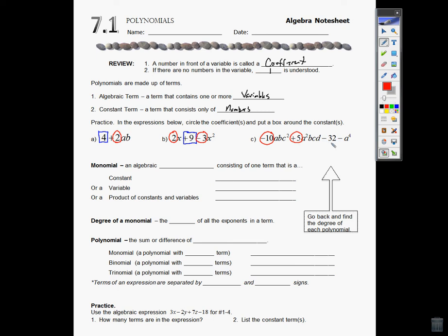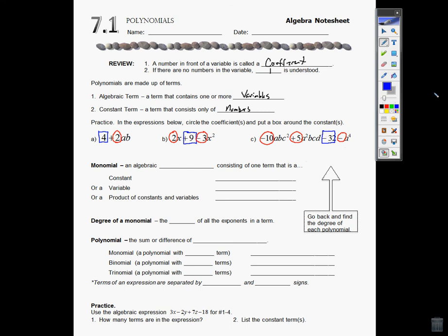I go over to my next term, which is a 32. Is 32 a coefficient? Well, it's its own term, and it looks like it just consists of numbers, so that's actually a constant. And then over here, my last term is a to the fourth. Now you might be thinking, oh, there's no numbers there, I don't need to circle anything. That's not exactly true, because remember, if there are no numbers in the variable, a 1 is understood. So the coefficient here is -1. Okay, we need to be sure that we are aware of that. And lastly, I will put a box around my constant term, -32.